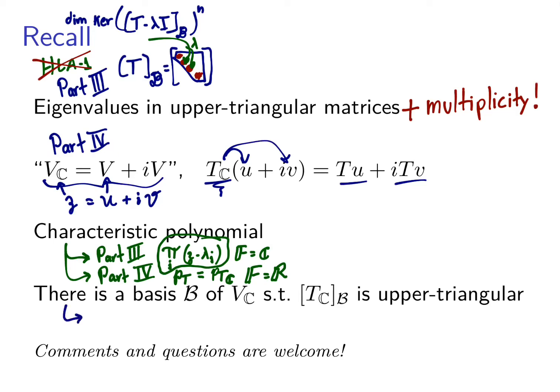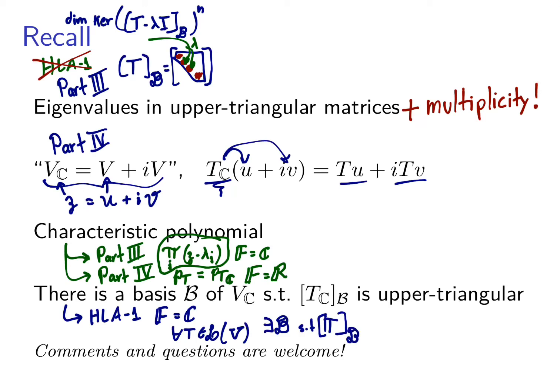Finally, this one is from the first half of this 2-semester course. This was in Honors Linear Algebra 1. It says when the field is the field of complex numbers, for every linear operator T on a finite dimensional complex vector space, there exists a basis B for that space such that the operator T written with respect to that basis is upper triangular.